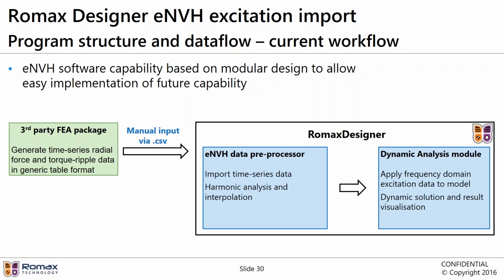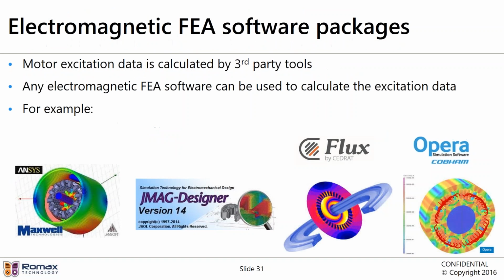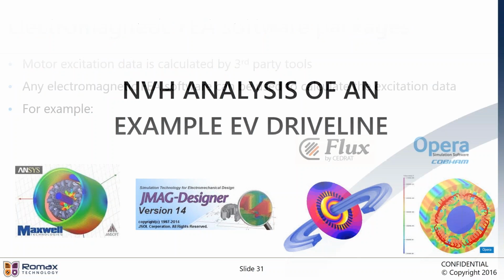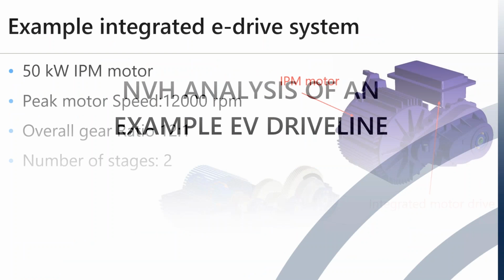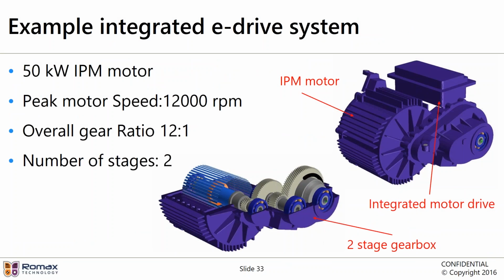So this data can be calculated in third-party finite element analysis software, and can be output as a time series in a generic CSV format. In RomaxDESIGNER, we can then import this data, do a harmonic analysis using the preprocessor, and then feed it to the dynamic analysis module to calculate the response to this excitation. This is just a selection of the many finite element software packages available for electromagnetics.